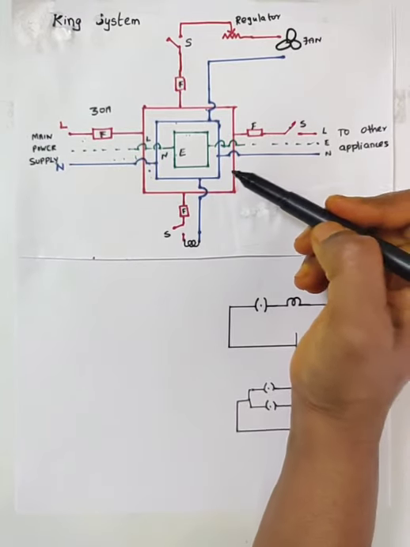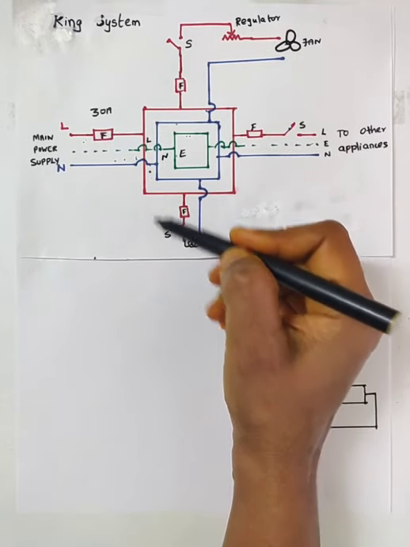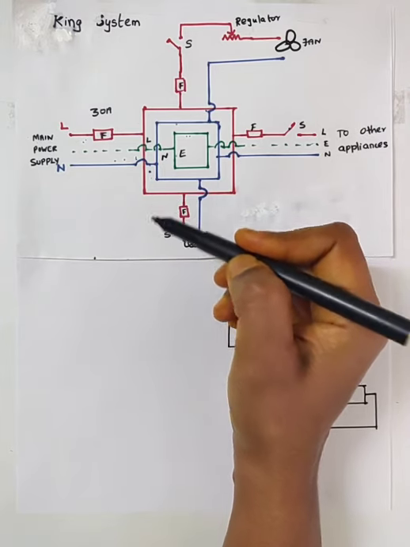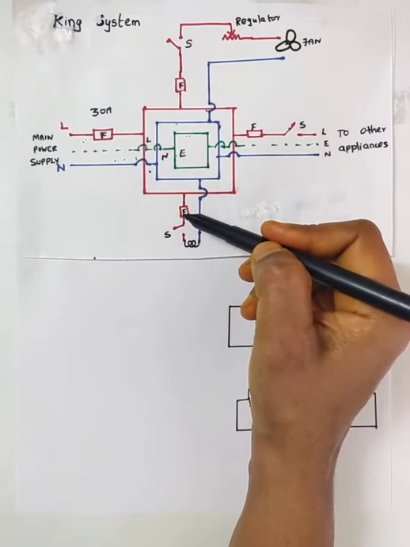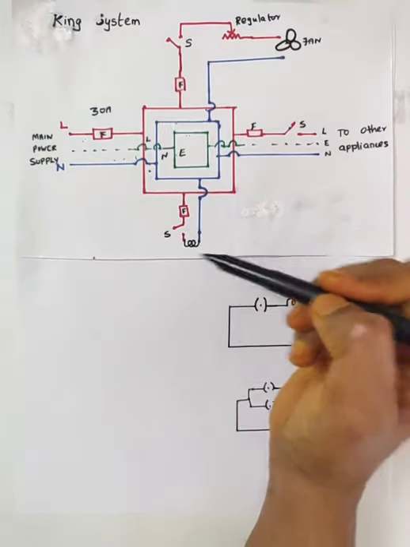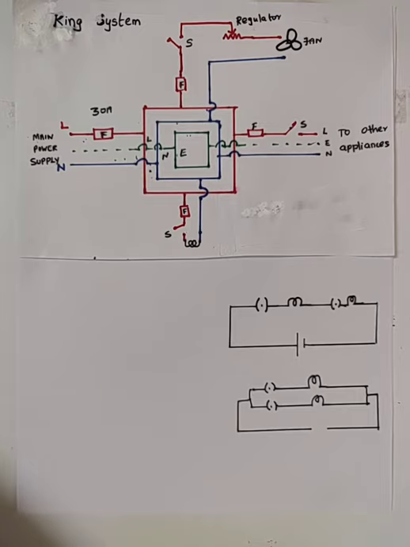If you want to connect one more appliance, you can take one lead from the live wire and one lead from the neutral wire, and before the live wire is connected to the appliance, connect a separate fuse and switch in the system. And why do we go for this ring system of wiring? There are a few advantages of this ring system of wiring.